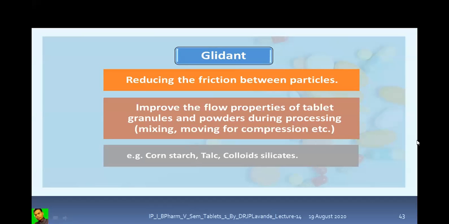They will improve the flow properties of tablet granules and powders during processing, like mixing and moving for compression. During the process of tablet production, the granules have to move from the hopper to the feed frame to the actual dies. So for this, there is a need to possess the flow property. There is a need to have the gliding property. And in order to impart this gliding property, what are we using? We are using cornstarch, talc, and colloidal silicates as gliding agents.